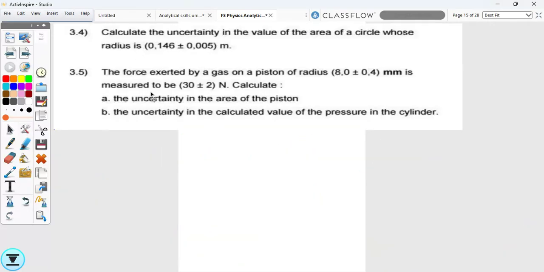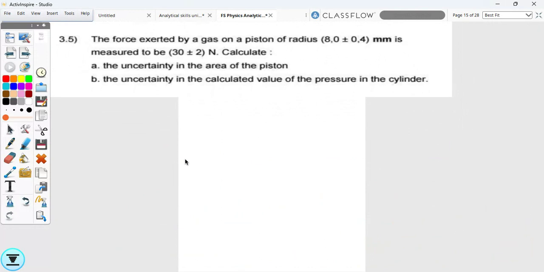And then we've got one more left. It says the force exerted by the gas on that is, and they're giving us a value in millimeters, and they're giving us the force. So they say calculate the uncertainty in the area of the piston, and then the uncertainty in the calculated value of the pressure. All right, so they're giving us the radius. So that means we are assuming that it is circular, and we can use the area equation again.